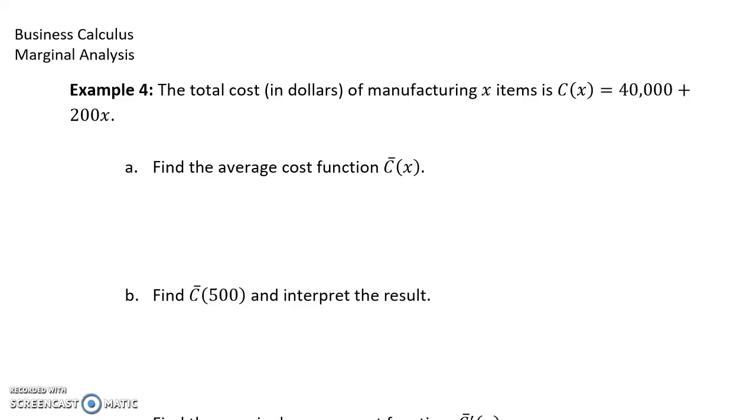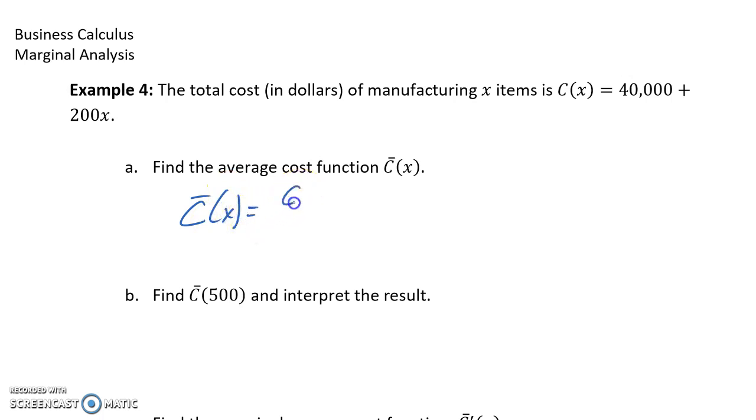Our last two examples will ask us to do a little bit more work to generate our results, but in the end the interpretations will be identical. So we're told in example 4 that the total cost of manufacturing x items is given by this function C of x. The first thing we want to do is find our average cost function.